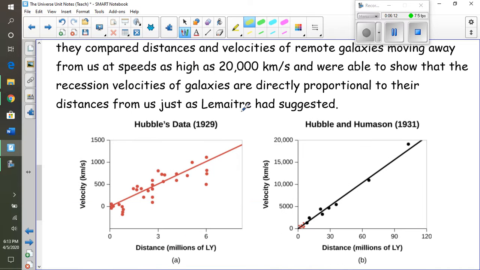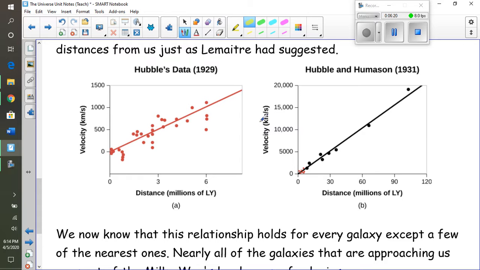Just as I can't pronounce his name, as the priest had suggested here. So we see a graph here, and we see a slope. That means it's predictable. So in other words, if we can measure velocity, we can now measure distance. So this gives us a way of measuring distances in outer space.